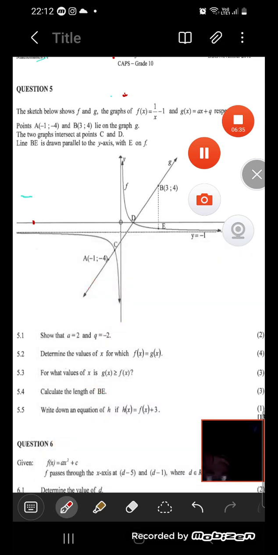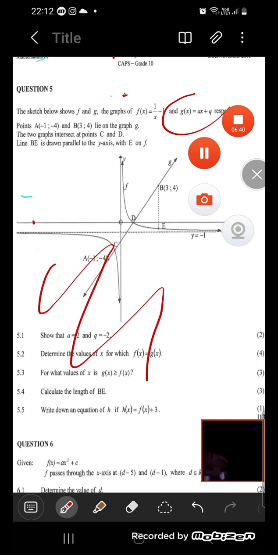G of x is equal to ax plus q. Now we know that that a is actually an m because this is a straight line. mx plus q.